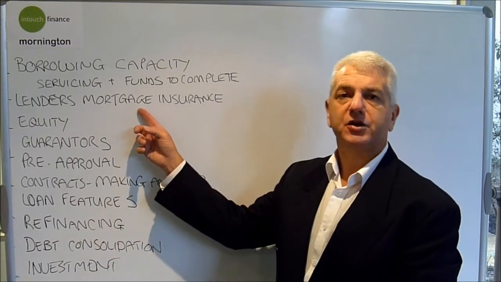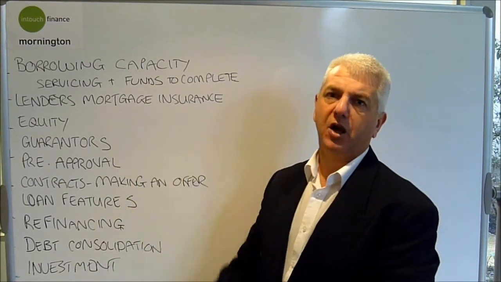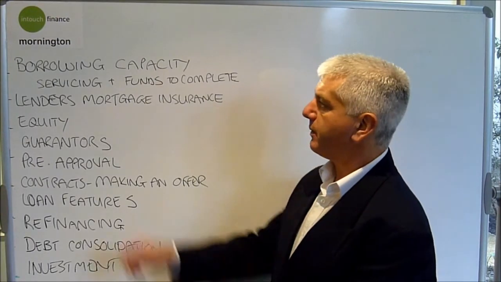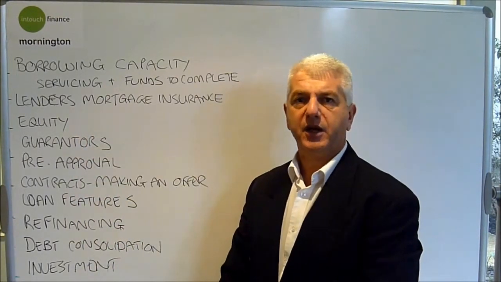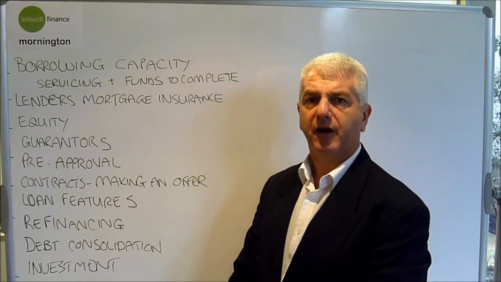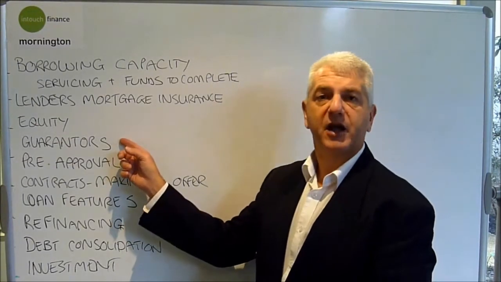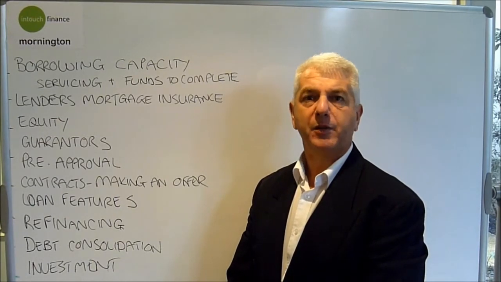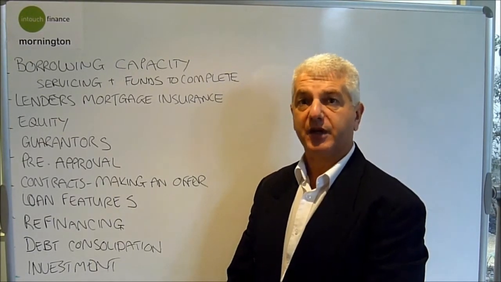We'll also talk about lender's mortgage insurance. That's applicable to loans over when you're borrowing more than 80% of the value of the property. Equity, we'll discuss where equity is and how much of it is actually available as a borrower. We'll talk about guarantor loans for the people who don't have enough savings but have a family member with a house that has equity in it.